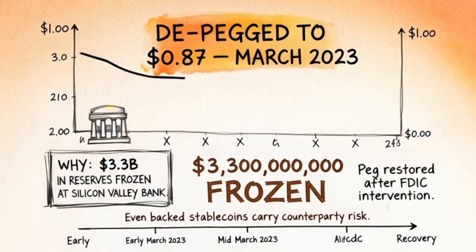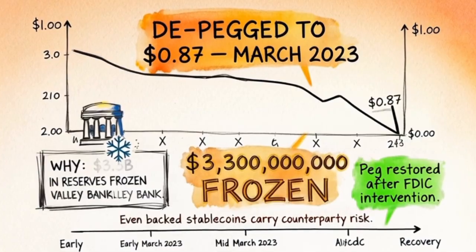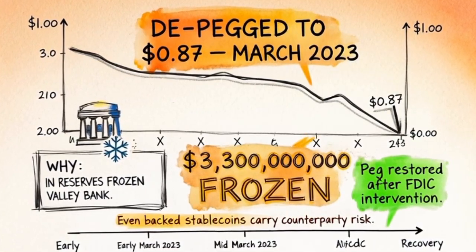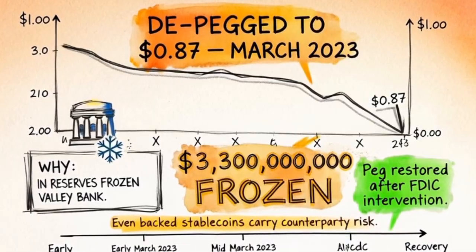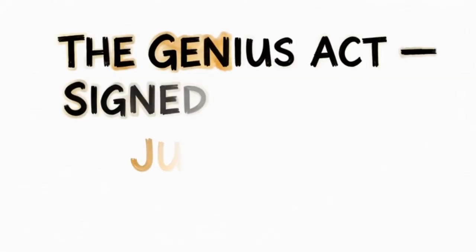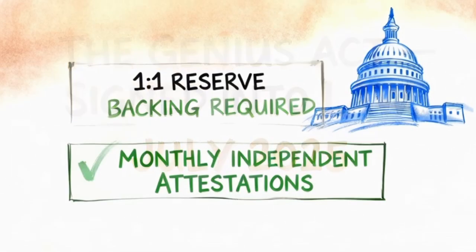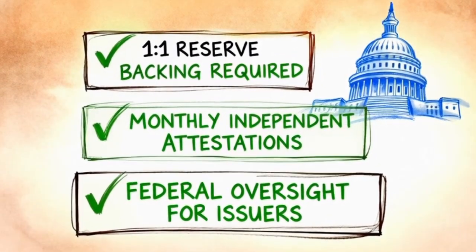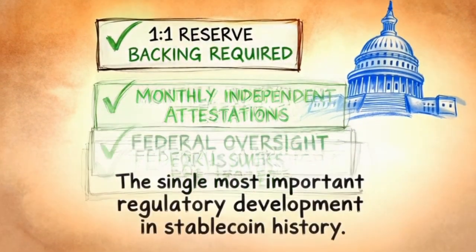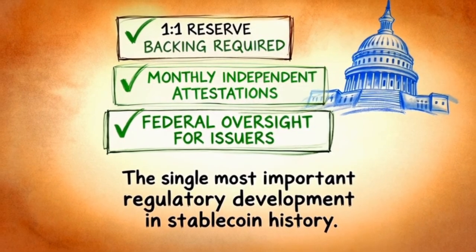The risks, even for backed stablecoins, are real. USDC briefly depegged to 87 cents in March 2023 when $3.3 billion in reserves were temporarily frozen at Silicon Valley Bank. In July 2025, the Genius Act became law in the United States, creating the first federal regulatory framework for stablecoin issuers, requiring 1-to-1 reserve backing and monthly independent attestations. That legislation was the single most important regulatory development for stablecoins in their 10-year history.